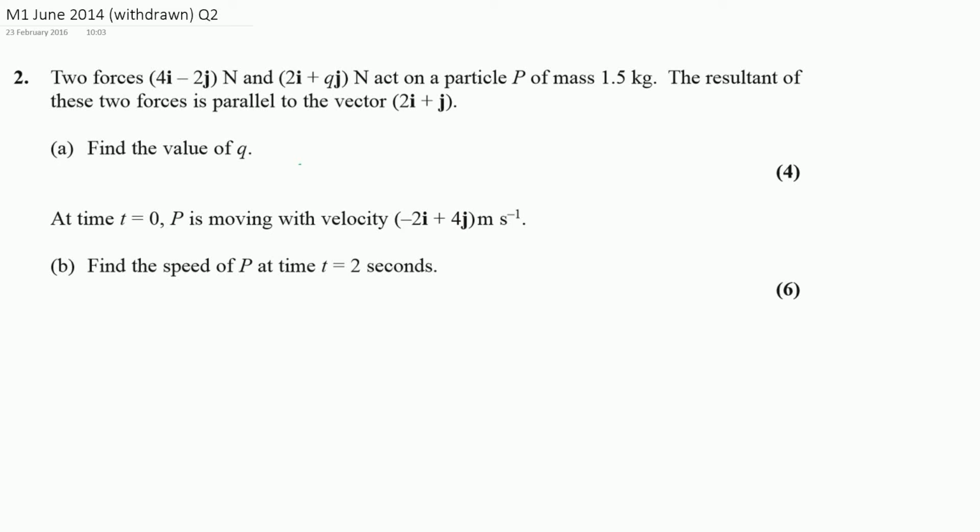So question 2 here is based on vectors. We've got two forces that are acting on a single particle, and we know that the resultant is going to be parallel to the given direction. We now need to find the value for Q. So let's start thinking about this situation.